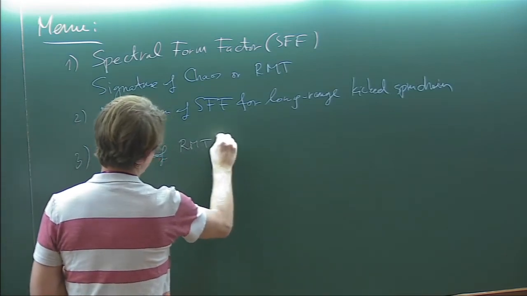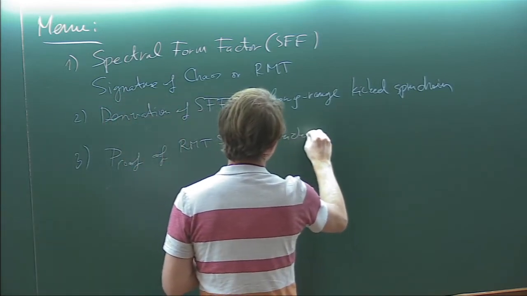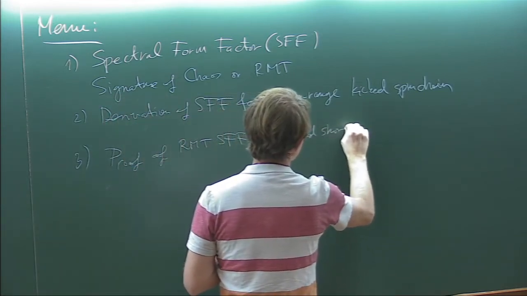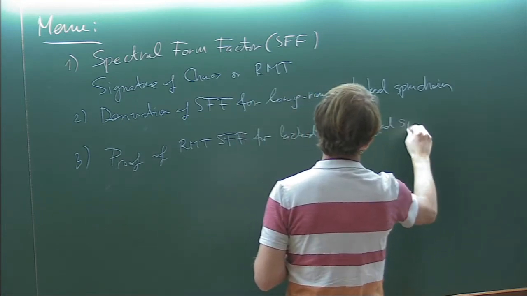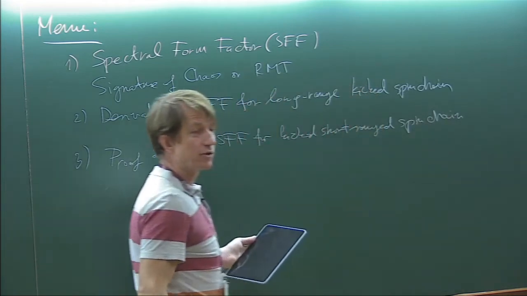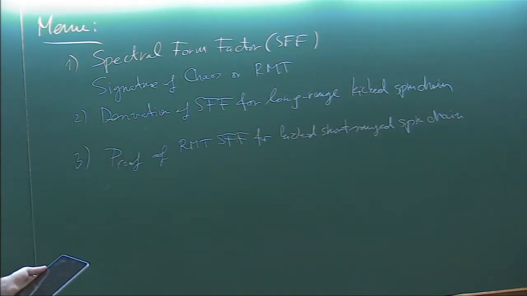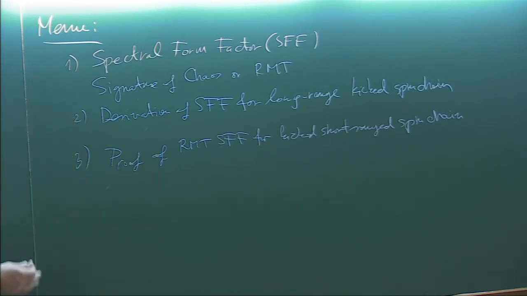random matrix spectral form factor for the kicked short-ranged spin chain. The model has been mentioned here a couple of times, even yesterday, I think: it's the kicked Ising model. It's getting more popular these days because it's a minimal model of a local interacting spin chain which is not integrable.